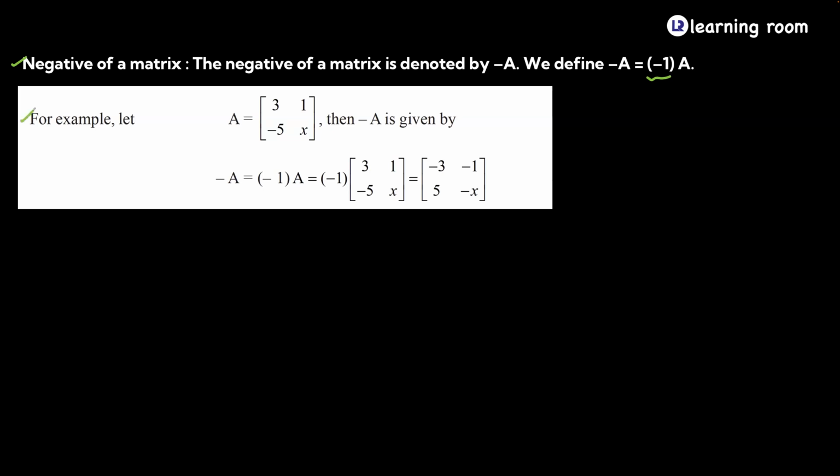So if you take this example, A is equal to 3, 1, minus 5, x, then what is the negative of A? -3, minus 1, plus 5, minus x. That's it. So these are the steps that you need to show for the sake of exam. But when you directly write the result, you know what has happened, right? So I'm assuming that you know how to write this. Okay, next.